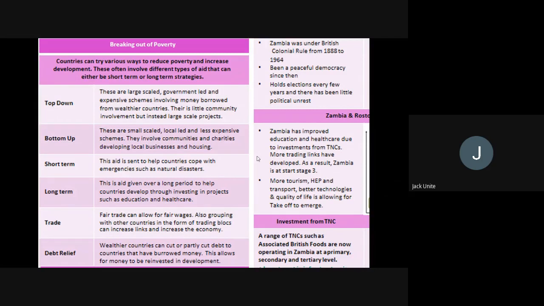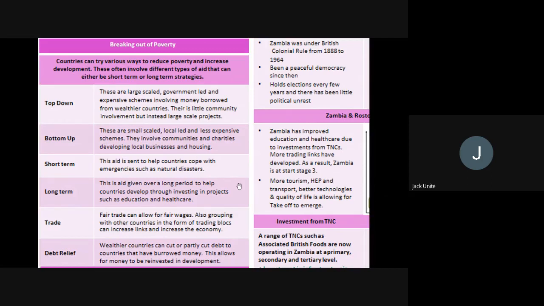So we're going to maybe remember the bit that you did on the Kariba Dam. The bottom up essentially is small scale and it gets the local people involved. So it maybe has a potential smaller impact, but it's directly targeted. Obviously, in terms of other sort of loans you might have or aid, we have short term and long term.